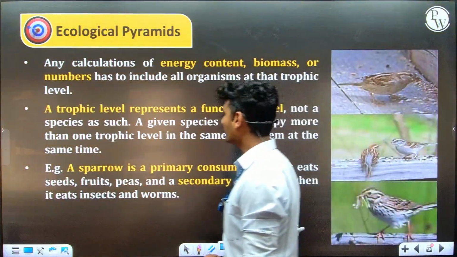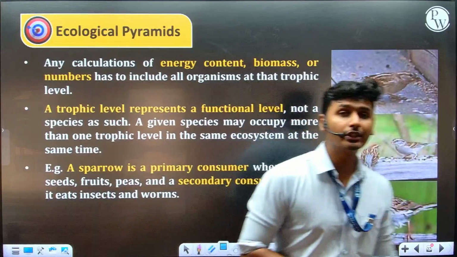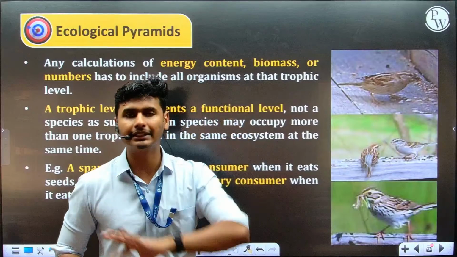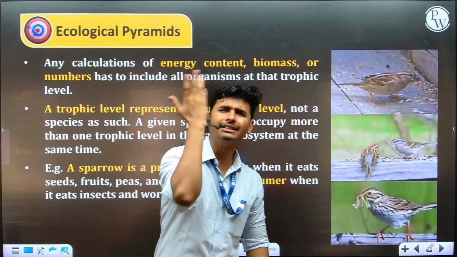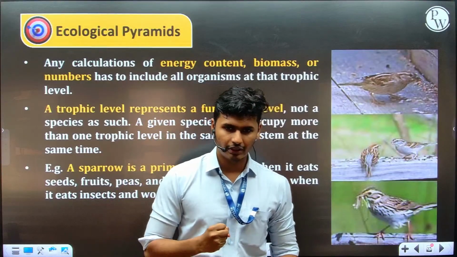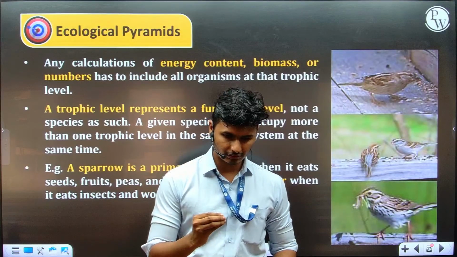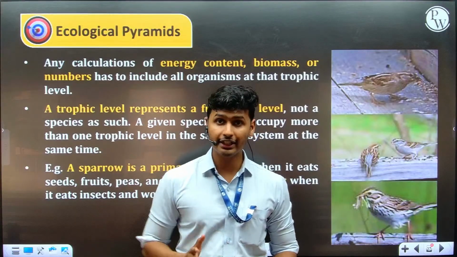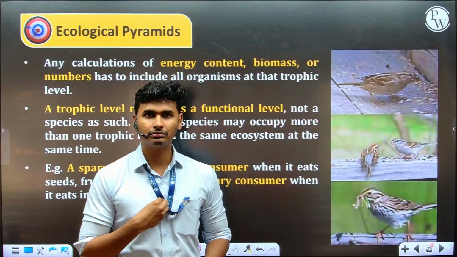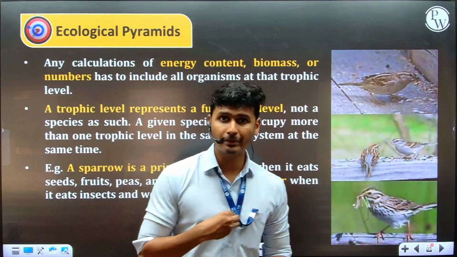Some drawbacks of the ecological pyramid are that in an ecological pyramid they are not discussing an individual who occupies more than one trophic level. Like you, me, humans, we also occupy more than one trophic level. How? Today, if I am eating veg food, that aloo baigan sabji, roti, chawal, this kind of thing, I am a herbivore, I am a primary consumer.